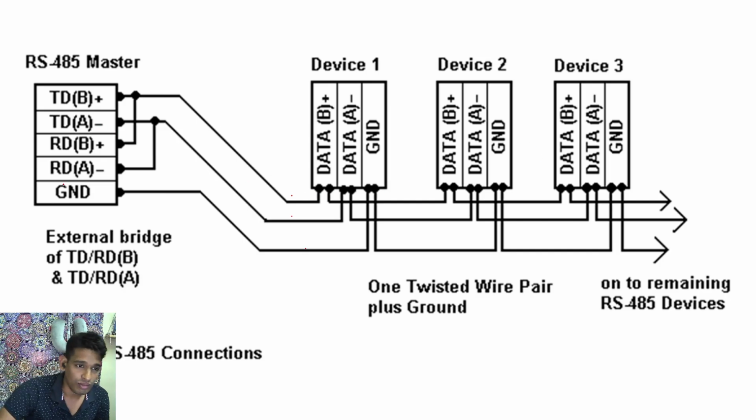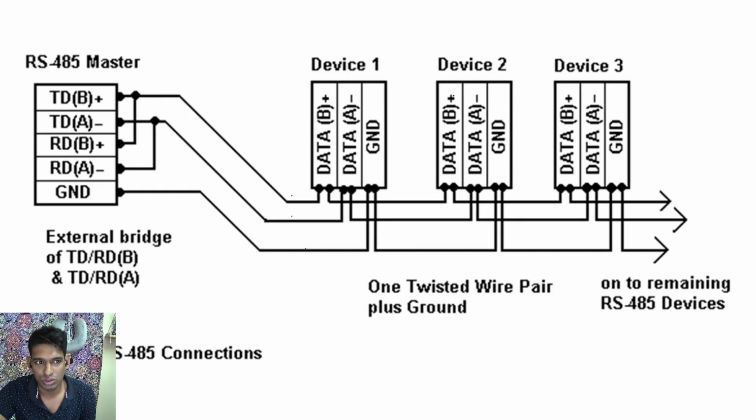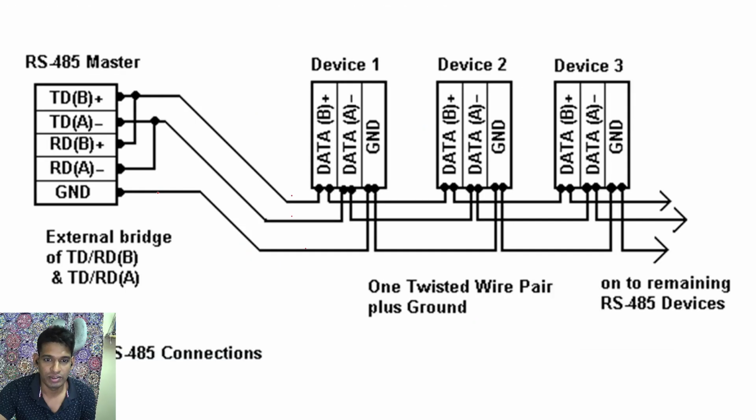So that is what a two-wire method is. And in a four-wire method, the TX and RX are separate, so you can send and receive simultaneously. It means you are using four of these wires to communicate and one ground wire. So this is a four-wire configuration, and this is a two-wire configuration of the same RS-485 standard. And you can use a four-wire and two-wire method for any of the RS-485 devices. It is completely backwards compatible.